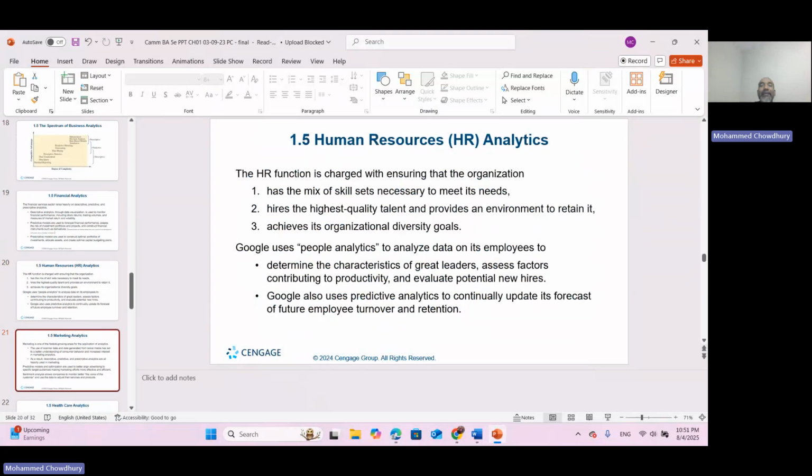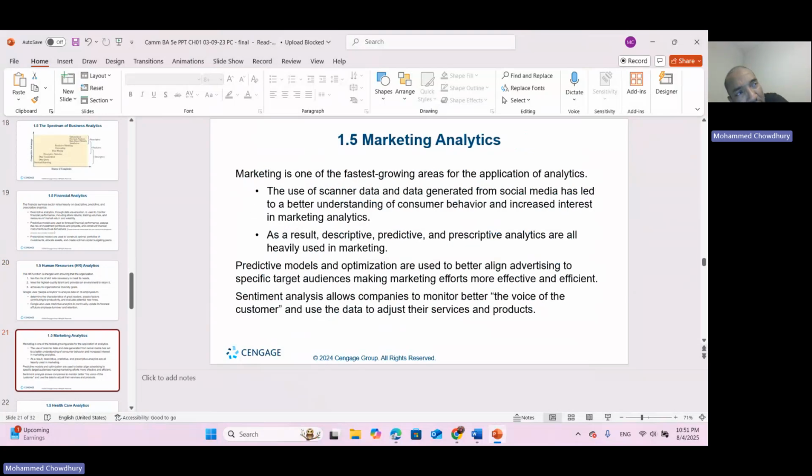Now, marketing analytics, which is very important. Suppose you come up with a very useful daily household product, but you have to reach the people and tell them that this product is important and beneficial for them. In order to do that, marketing analytics is needed. If it is a product specific to a particular group, you have to advertise it to that particular group of people.